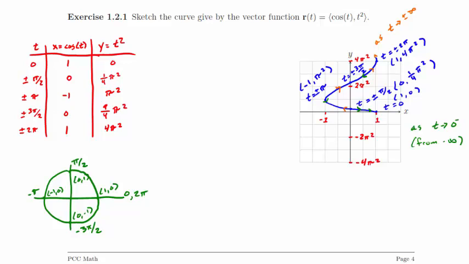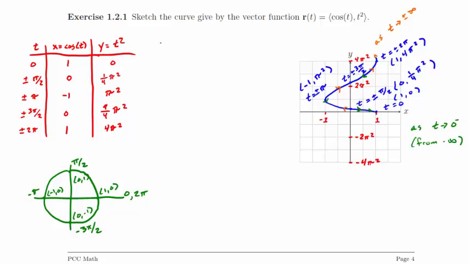If I take these t values and plug them into my y column, y equals t squared, then if t is 0, 0 squared is 0. If t is plus or minus pi over 2, then plus or minus pi over 2 squared is 1/4 pi squared. I'm just leaving that exact. If t is plus or minus pi, then I square that and I get pi squared. If t is plus or minus 3 pi over 2, then I square that and get 9/4 pi squared. And if t is plus or minus 2 pi, then I square that and get 4 pi squared.